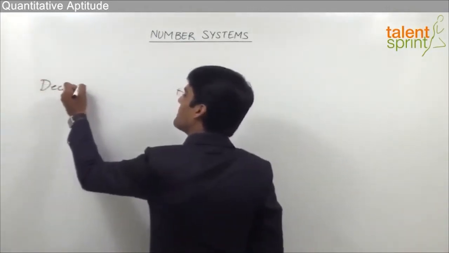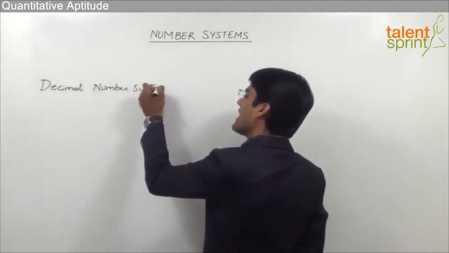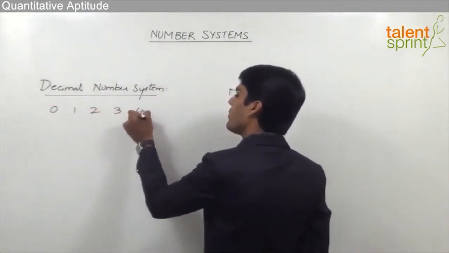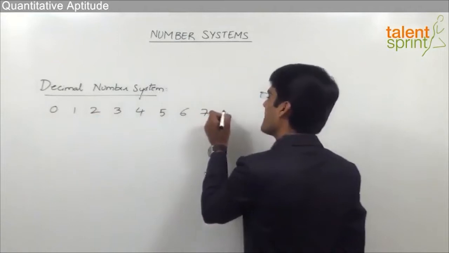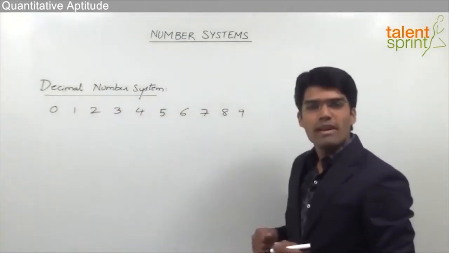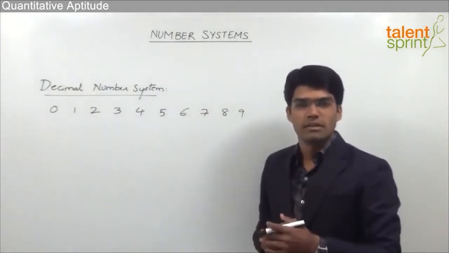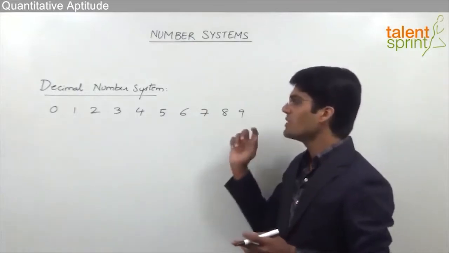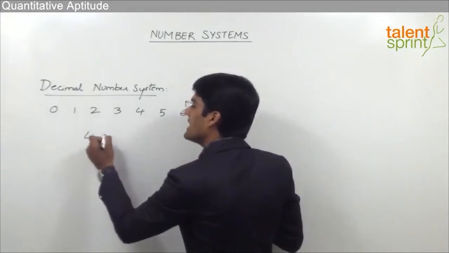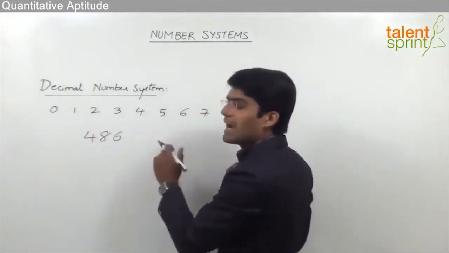So the number system that we follow is decimal number system, as I've mentioned, and the 10 symbols that we have here are 0, 1, 2, 3, 4, 5, 6, 7, 8 and 9. These 10 symbols are also called digits. So these are the 10 digits which we use whenever we form a number. Any number that we make is a combination of any of these 10 digits. For example, the number 486 is nothing but a combination of 4, 8 and 6.